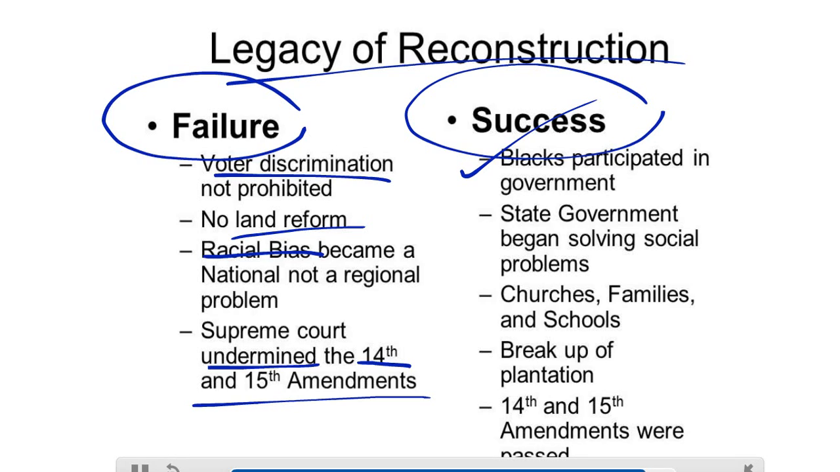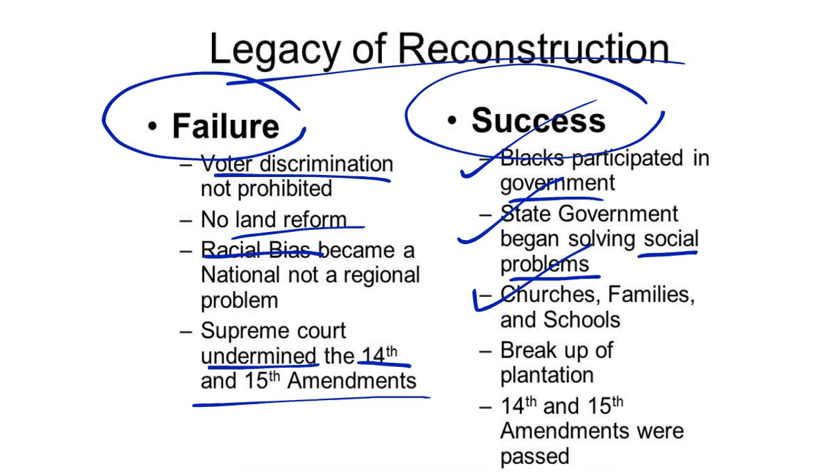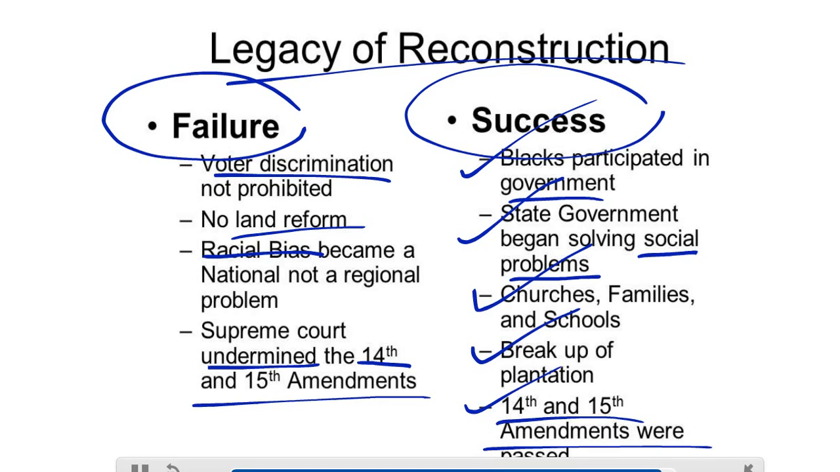The successes were that African Americans began to participate in government. State government began solving social problems through the use of social programs. Churches, families, and schools were set up for African Americans and poor whites in the South. The breakup of the plantation system was clearly a success. And the passage alone of the 14th and 15th Amendments, even though their power was weakened as a result of the home rule of the Southerners, it was still a success that they were passed. And we'll discuss more about the legacy of Reconstruction and the successes and failures in our discussions in class.